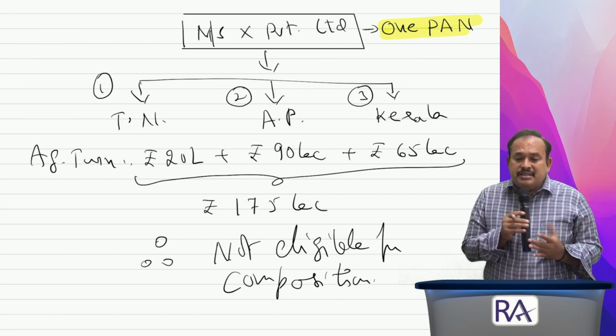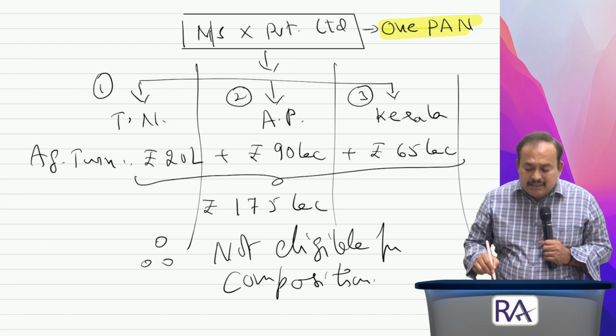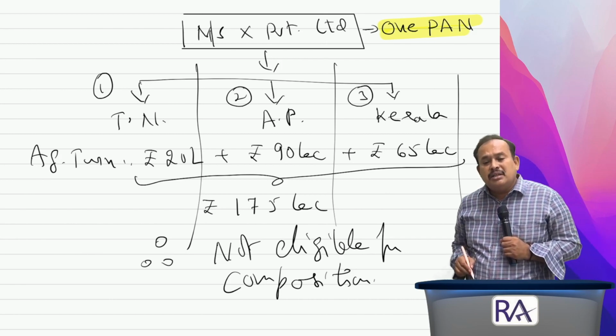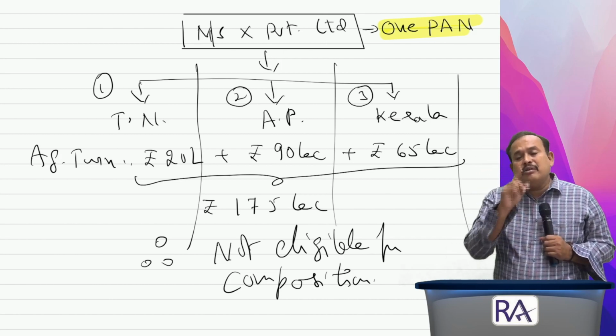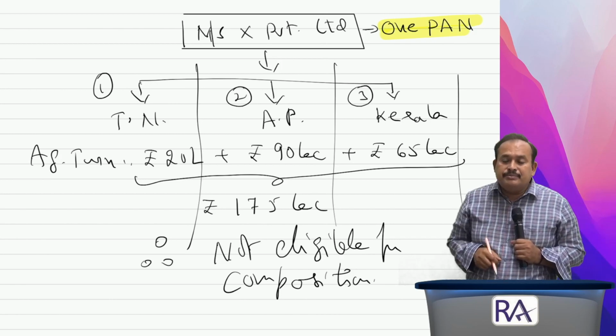You may say that, sir, state wise, if you refer here, not exceeding 150 lakhs, but it is one company having one PAN number whose aggregate turnover on all India basis you have to see.